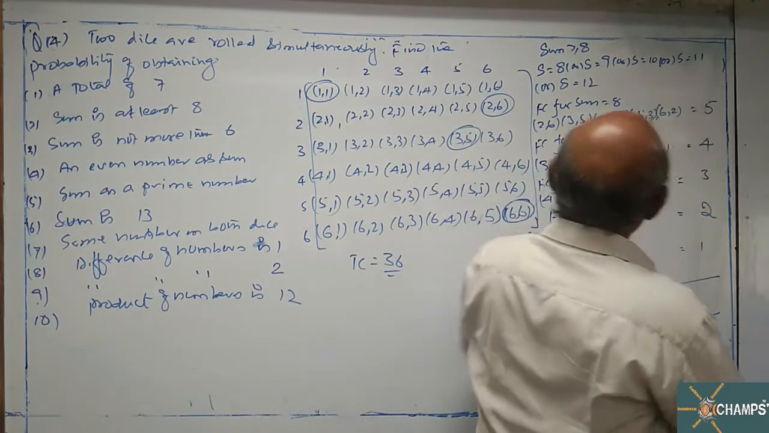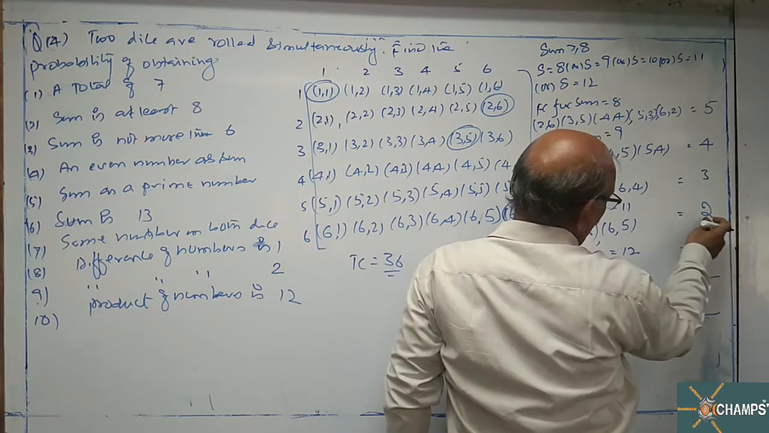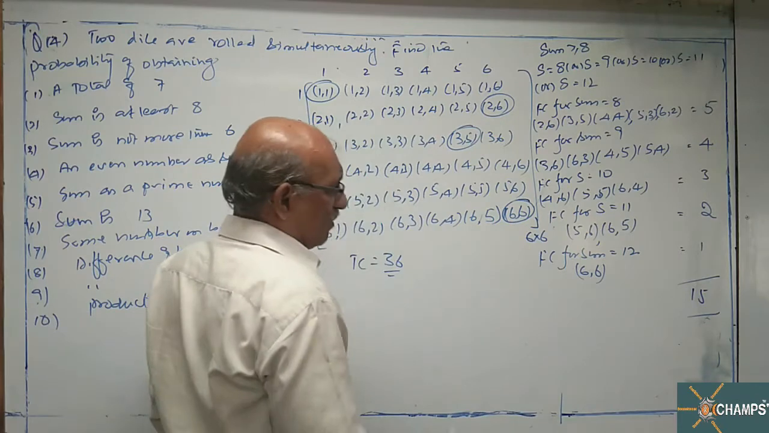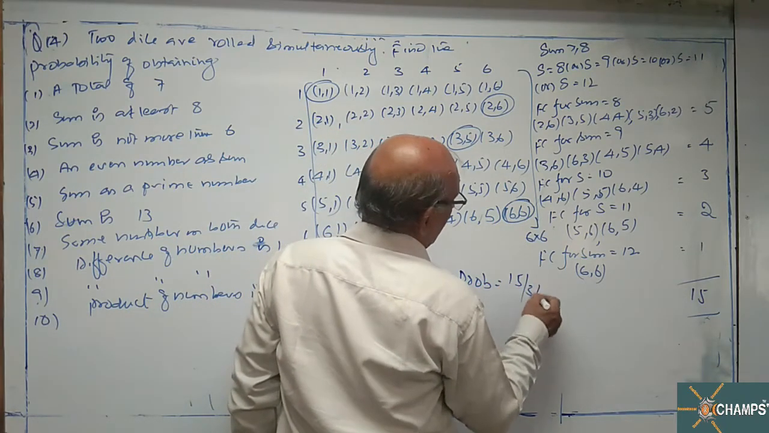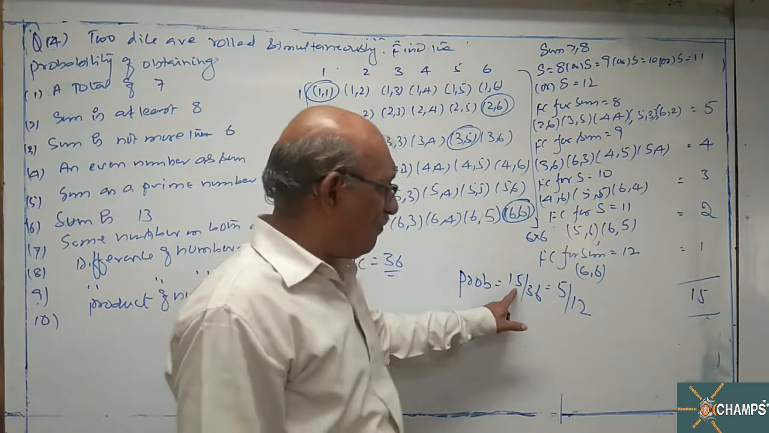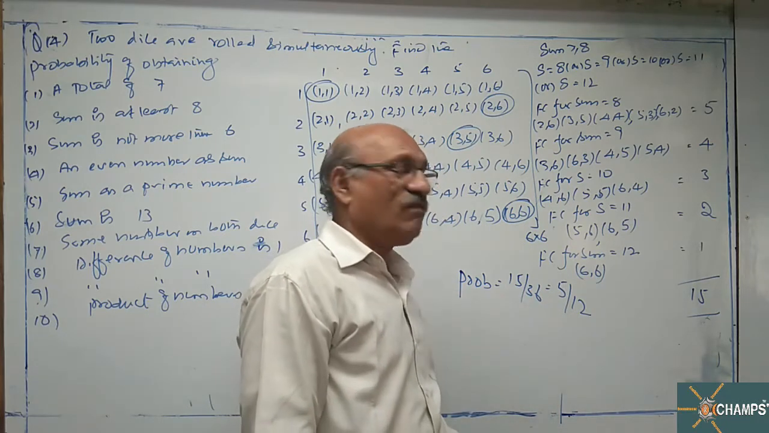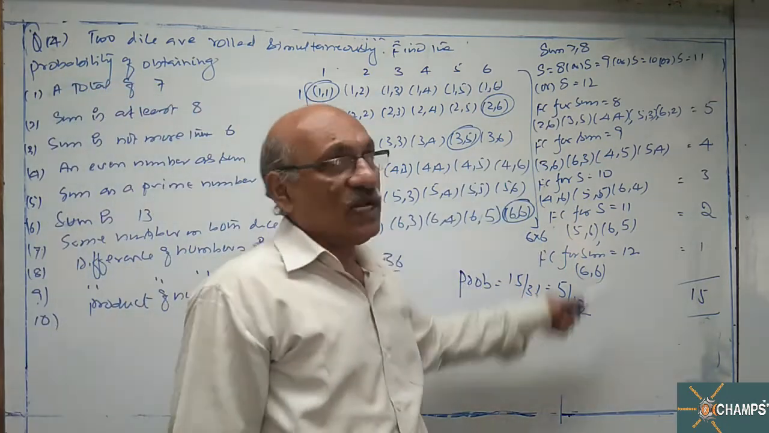Now 5 plus 4, 9, 9 plus 3, 12, 12 plus 2, 14, 15. So total favorable cases are 15. So probability is equal to 15 by 36, 5 by 12. 3 will go 5 times in 15, 3 will go 12 times in 36, 5 by 12. Note down this solution also, sir.